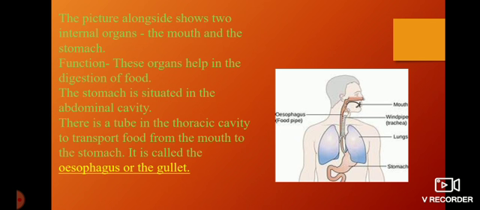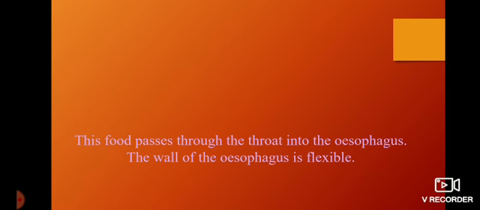The picture alongside shows two internal organs, the mouth and the stomach. Here you can observe in the picture. What is the function of that pipe? These organs help in the digestion of food. The stomach is situated in the abdominal cavity. There is a tube in the thoracic cavity to transport food from the mouth to the stomach. It is called the esophagus or the gullet.